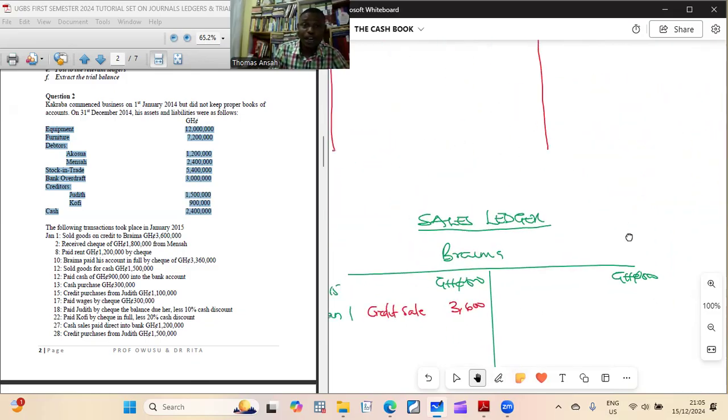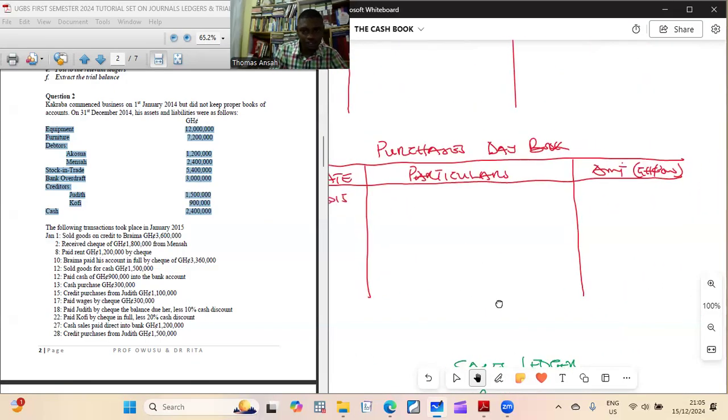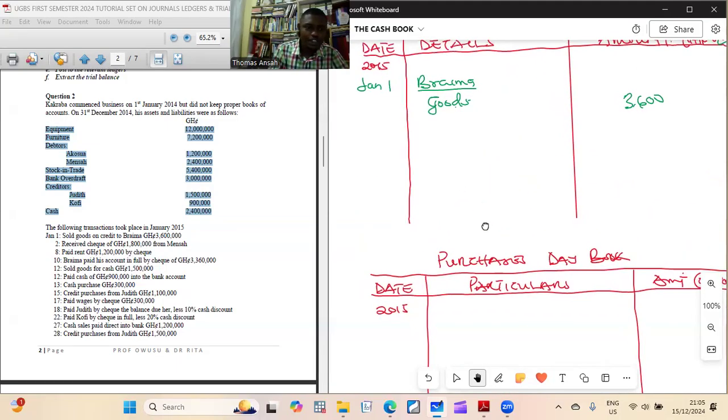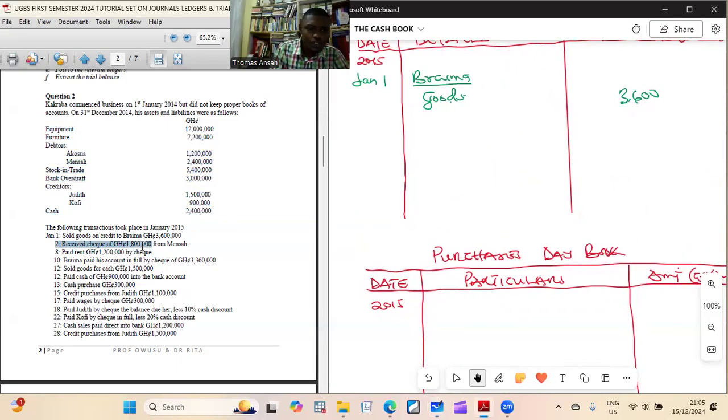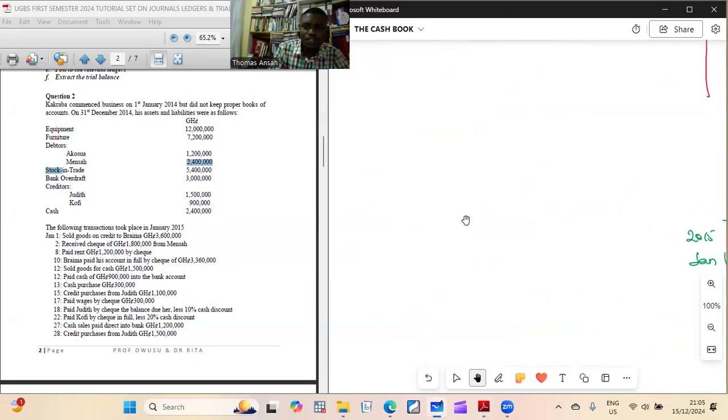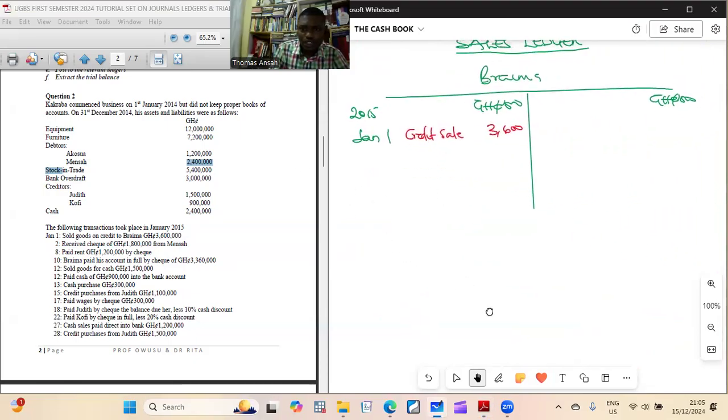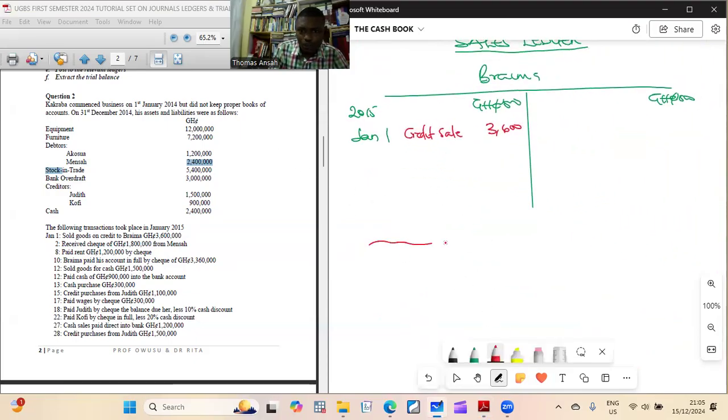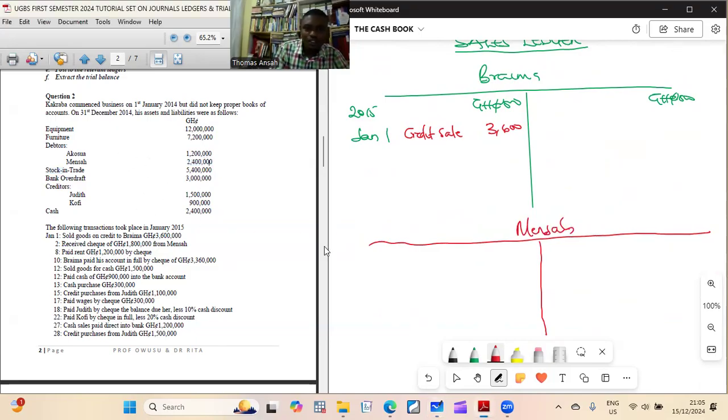So you'll be opening the accounts. You have to be fast, okay? You have to be very, very fast. Understand the double entry and be fast. Receive check from Mensa. Who is Mensa? Mensa is a debtor. So Mensa should be in our sales ledger, right? So here in our sales ledger, we will also have Mensa. Now don't forget, Mensa has an opening balance. So we will have to have Mensa's opening balance. Is that not it?